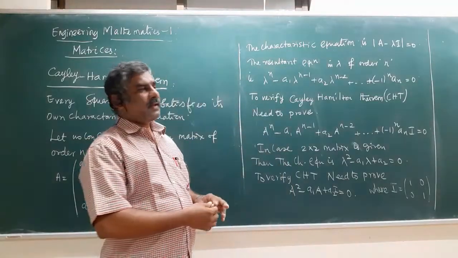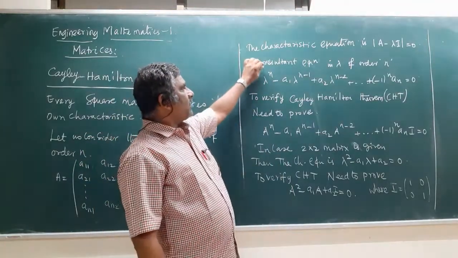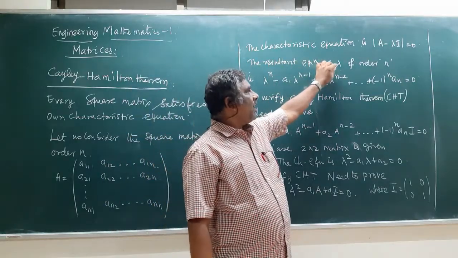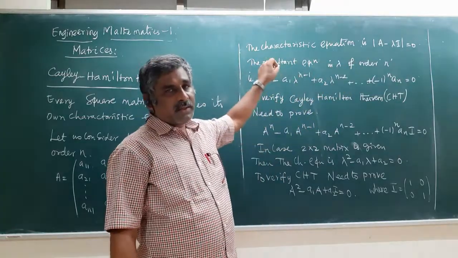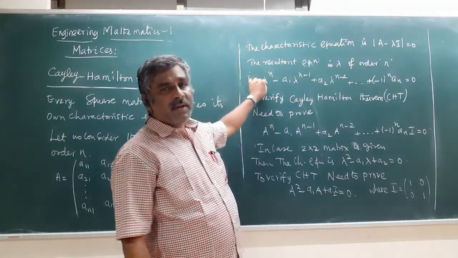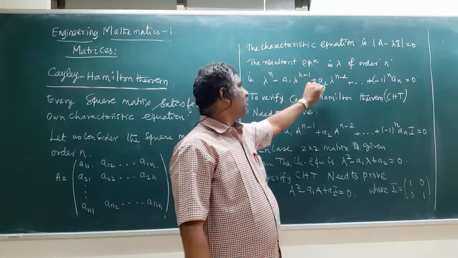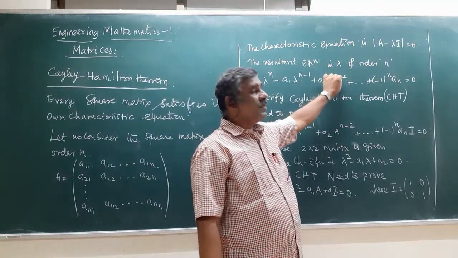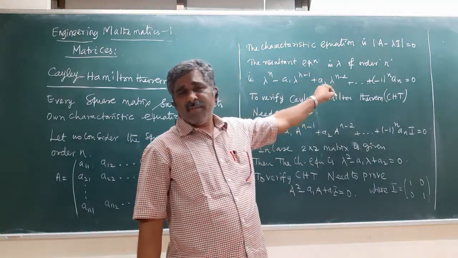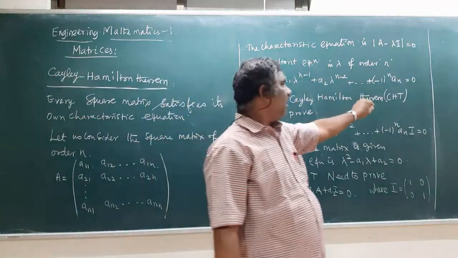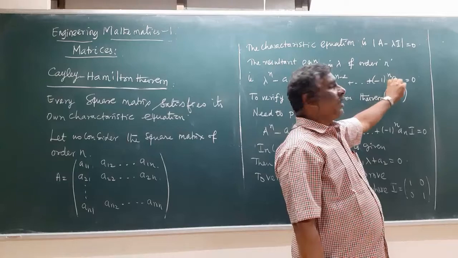Therefore, what is the characteristic equation? The resultant equation in lambda of order n. So how to write that? Lambda power n minus a1 lambda power n minus 1 plus a2 lambda power n minus 2, and so on. It is the general format of the characteristic equation of order n. Finally, you have to write minus 1 whole power n times an.